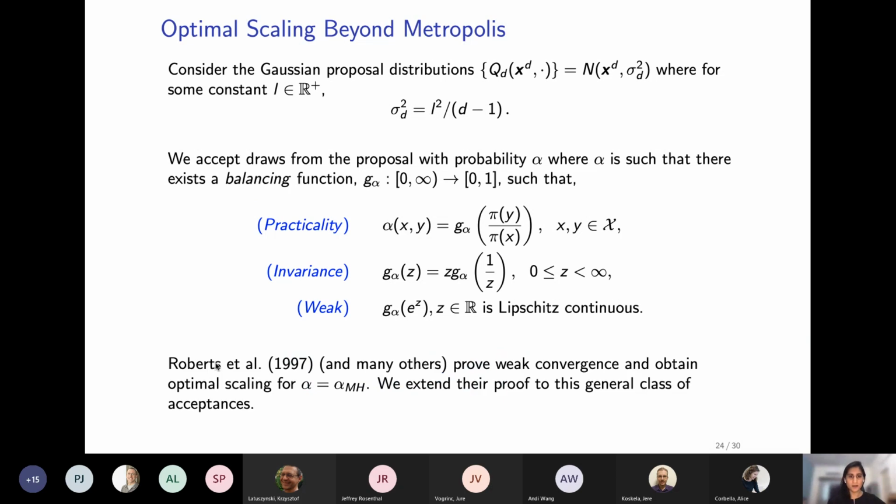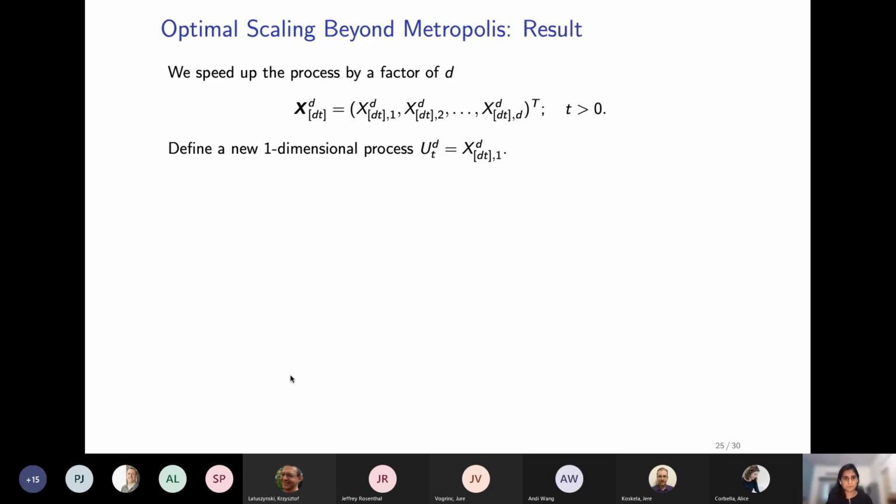Okay, then, the Roberts et al. paper, and since then many others, prove weak convergence and obtain optimal scaling for alpha equals alpha MH. And so what we're just going to do is extend their proof to the general class of acceptances and look at what we get in terms of the results. Again, I apologize, I'm not going to be able to explain the general proof paradigm because that's not really the point, but Sanket will be there and you can bug him in the future.